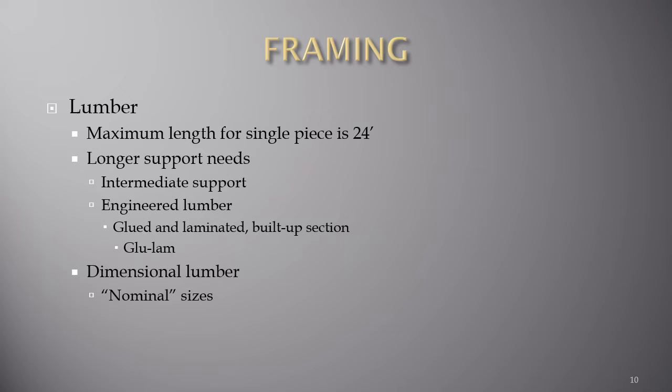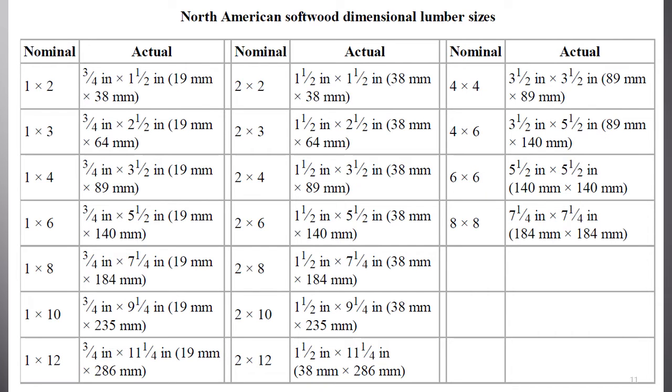Now, dimensional lumber has what are known as nominal sizes. So that raises the question, is a 2x10 really 2 inches by 10 inches? The answer is no. As you can see, softwood dimensional lumber sizes, a nominal 2x4, what we always find over in Lowe's or Home Depot, is actually 1.5 inches thick by 3.5 inches wide. And for the most part, until we get past 6 inches, the difference is about 1/2 an inch.